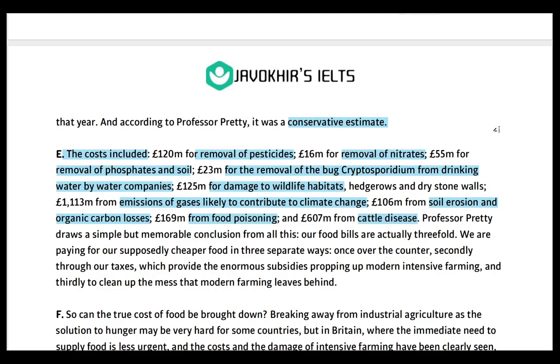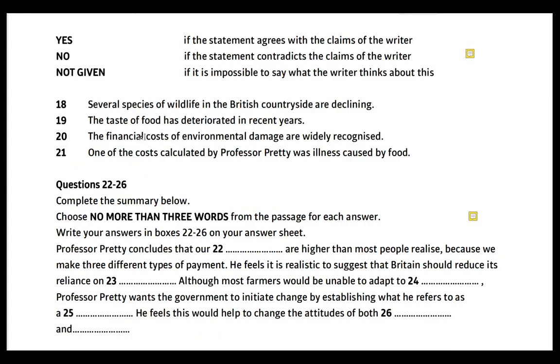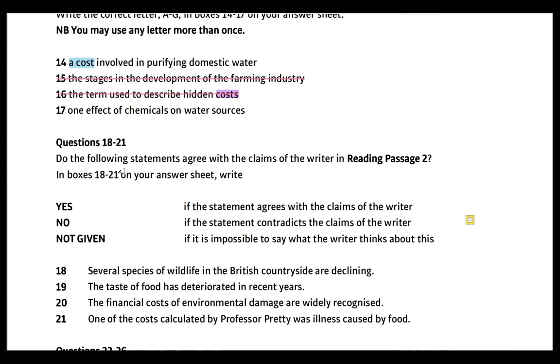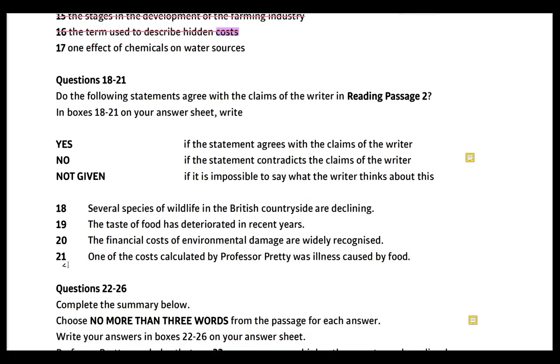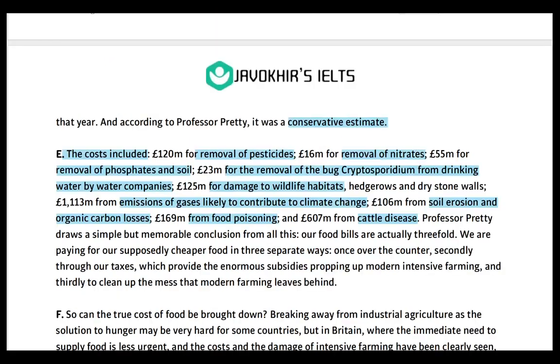So basically, in the paragraph we can see the list of the financial costs. I somehow accidentally encountered question number 21 here. One of the costs calculated by Professor Pretty was illness caused by food. So illness caused by food can literally be referred to as a cost, which is 169.